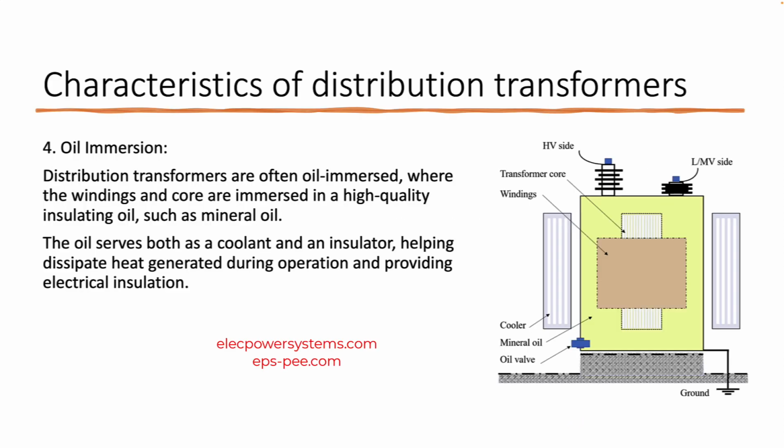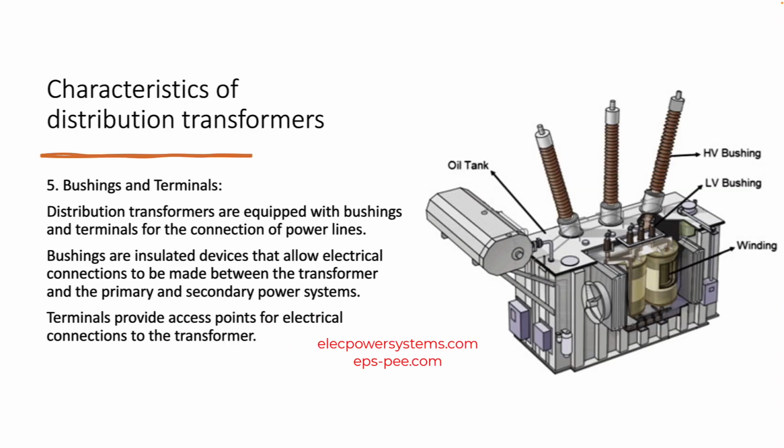power systems. Oil immersion. Distribution transformers are often oil immersed, where the windings and core are immersed in a high-quality insulating oil, such as mineral oil. The oil serves both as a coolant and an insulator, helping dissipate heat generated during operation and providing electrical insulation.